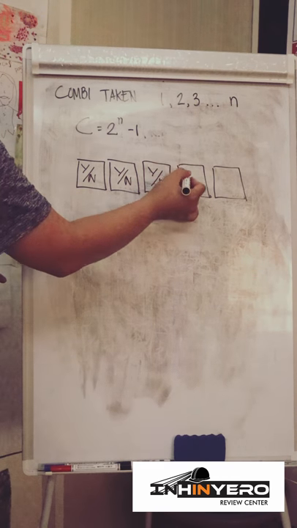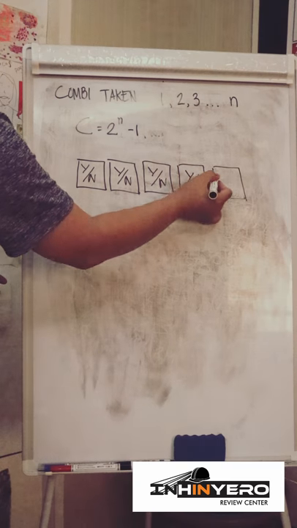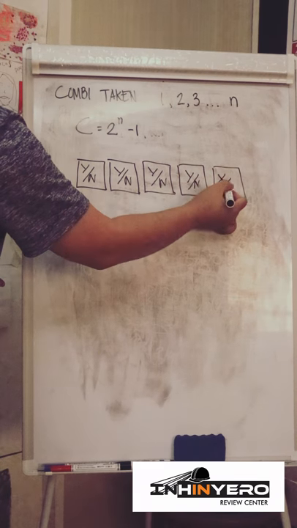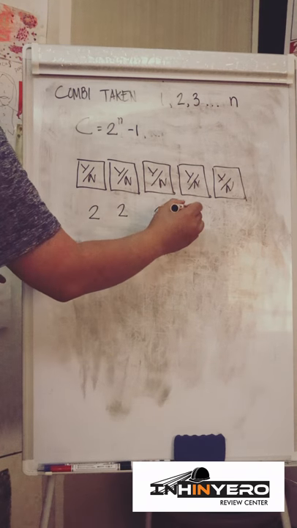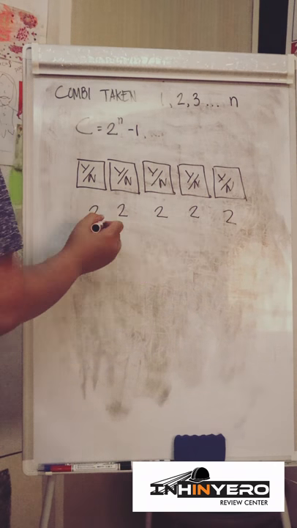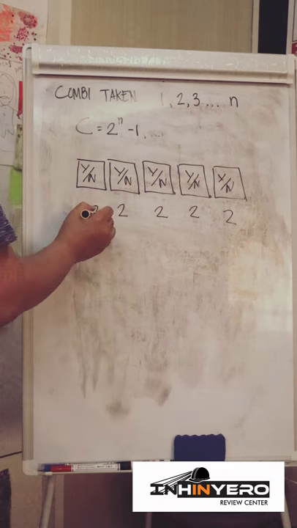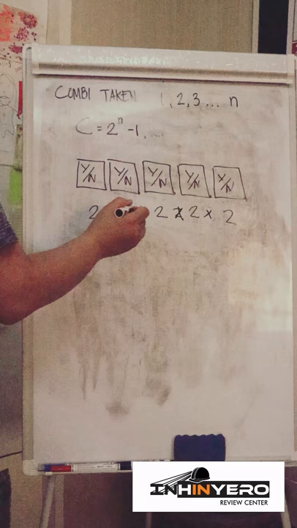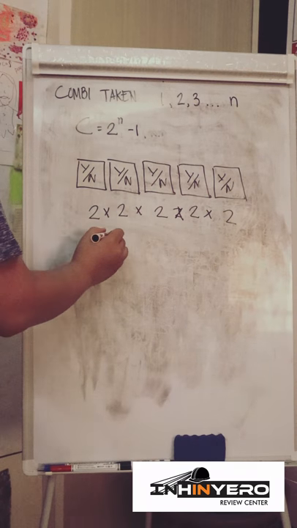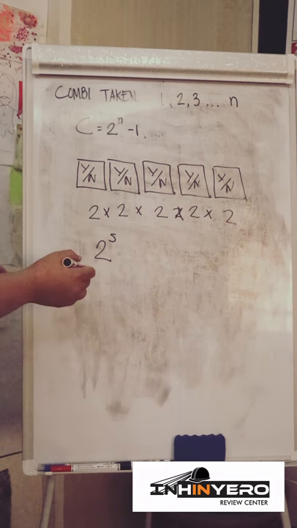Or pwede kang mag-invite ng 3. Sino yung 3 dun sa 5 mong friend? Or 4. So, silang lahat i-invite. So, sino dun sa 5 yung 4 na i-invite mo? Or 5, invite mo sila lahat. So, that is taken 1, pwedeng isa, pwedeng 2, pwedeng 3, up to n at a time. So, formula daw niyan is C equals 2 raised to n minus 1.